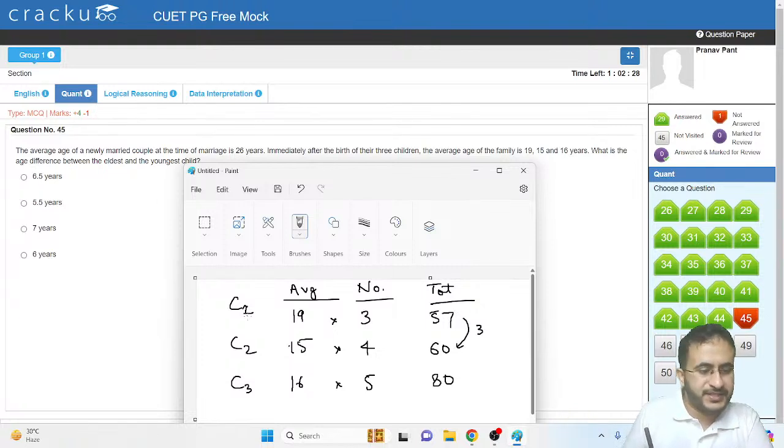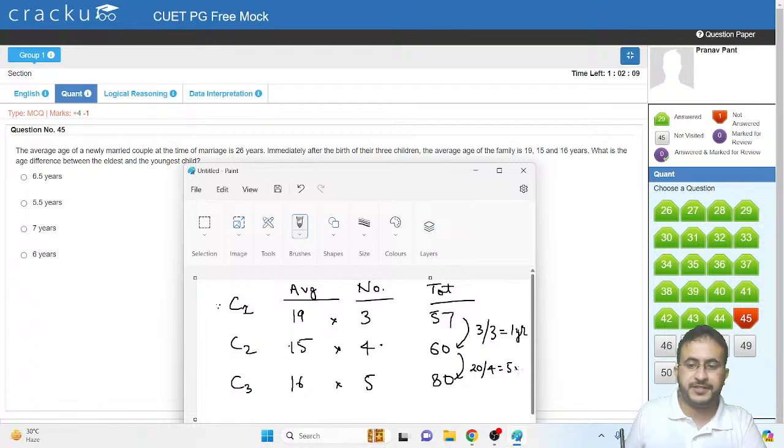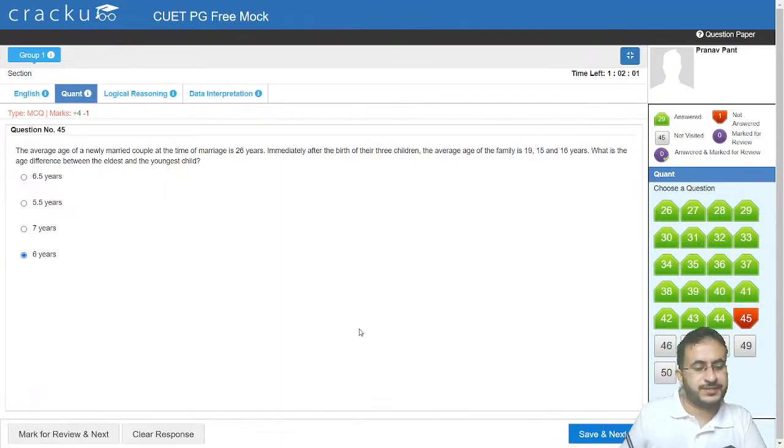When the second child is born, before that there are 3 people, the husband, wife, and the first child. So there are 3 people. So that means it will take 1 year for this change. Okay. Now the age is increasing by 20 years and there are 4 people in the family. So it will take 5 years to generate this difference. Right? 20 years बनाने में 5 years लग जाएंगे. So 1 plus 5, total 6 years age difference.